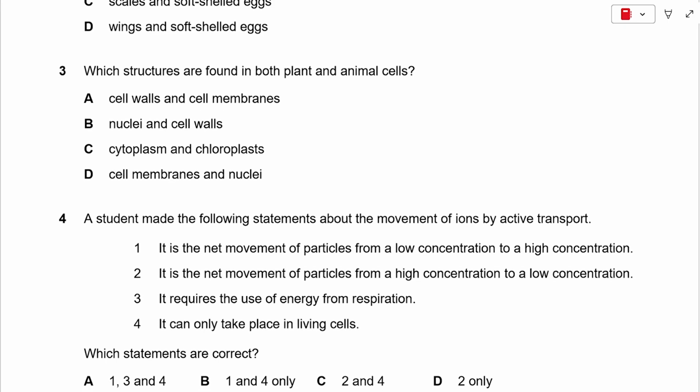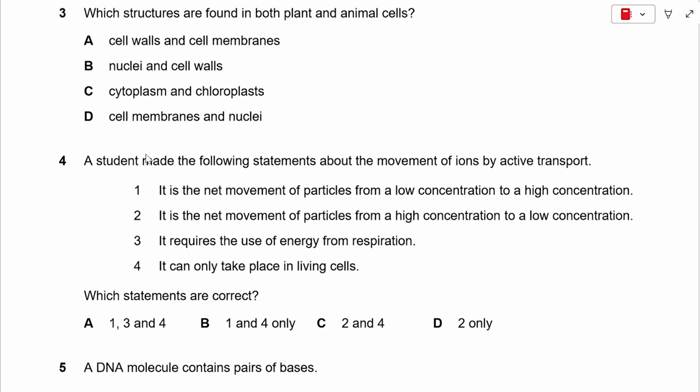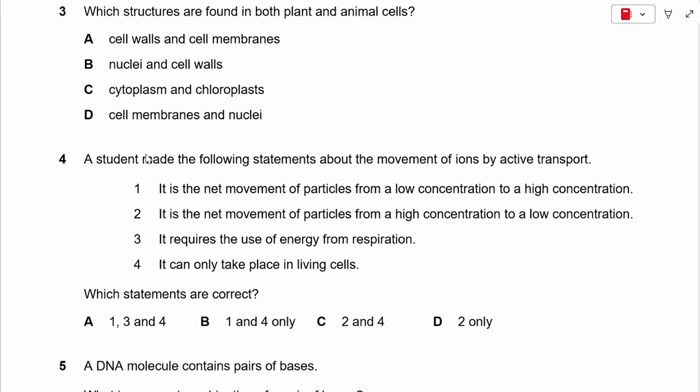And then, which structures are found in both plant and animal cells? We have A, cell walls and cell membranes, nuclei and cell walls, cytoplasm and chloroplast, cell membranes and nuclei. Alright, in animal cells, we do not have cell walls. So A and B cannot be our choices. When we go to C, we have cytoplasm and chloroplast. Chloroplast is found in plants, since animals do not make their own food. They do not photosynthesize. So our choice here is going to be cell membranes and nuclei.